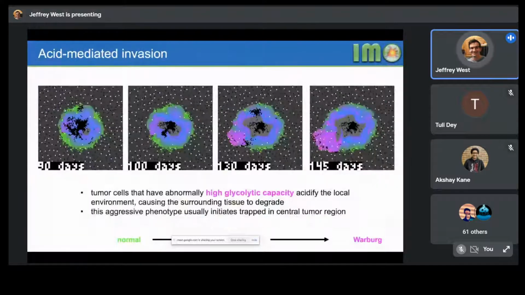And then what happens after that invasion is this pink phenotype may emerge and become increasingly invasive. And that is called a Warburg phenotype. So you may hear me refer to that in the next few slides, this Warburg phenotype.